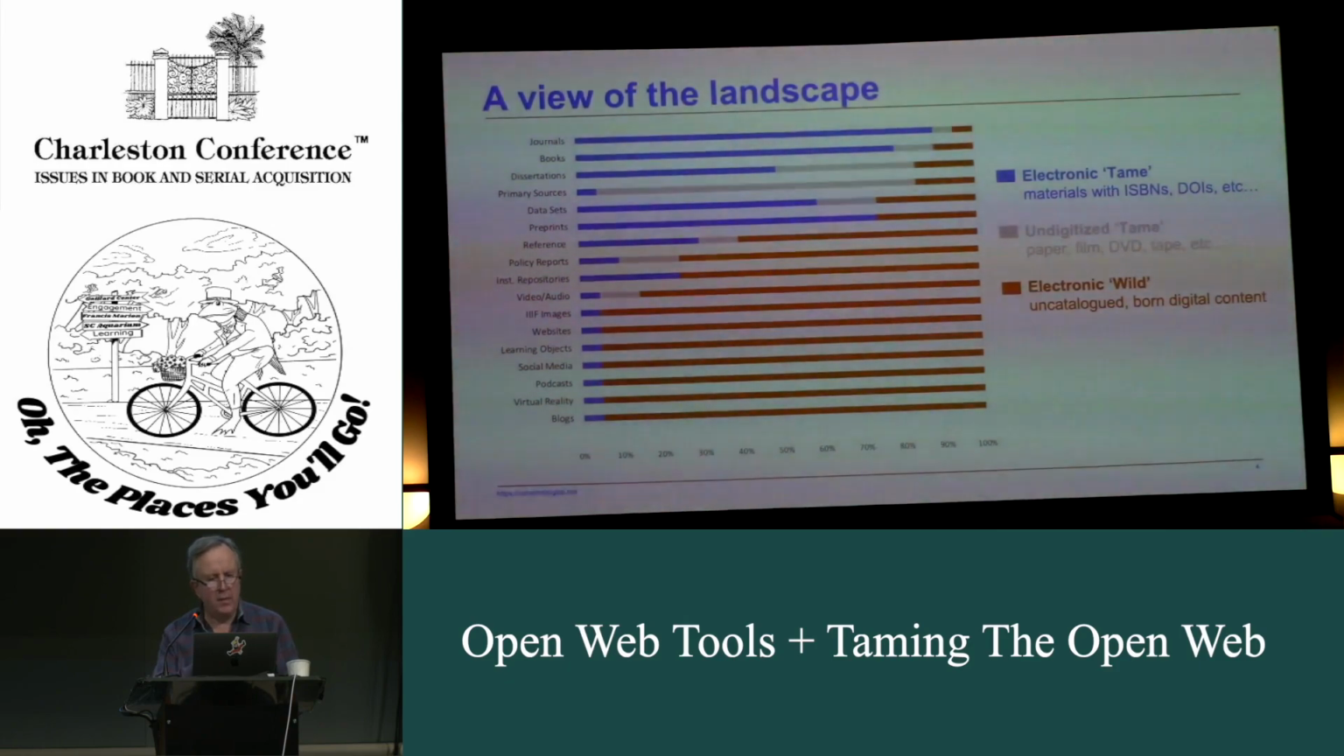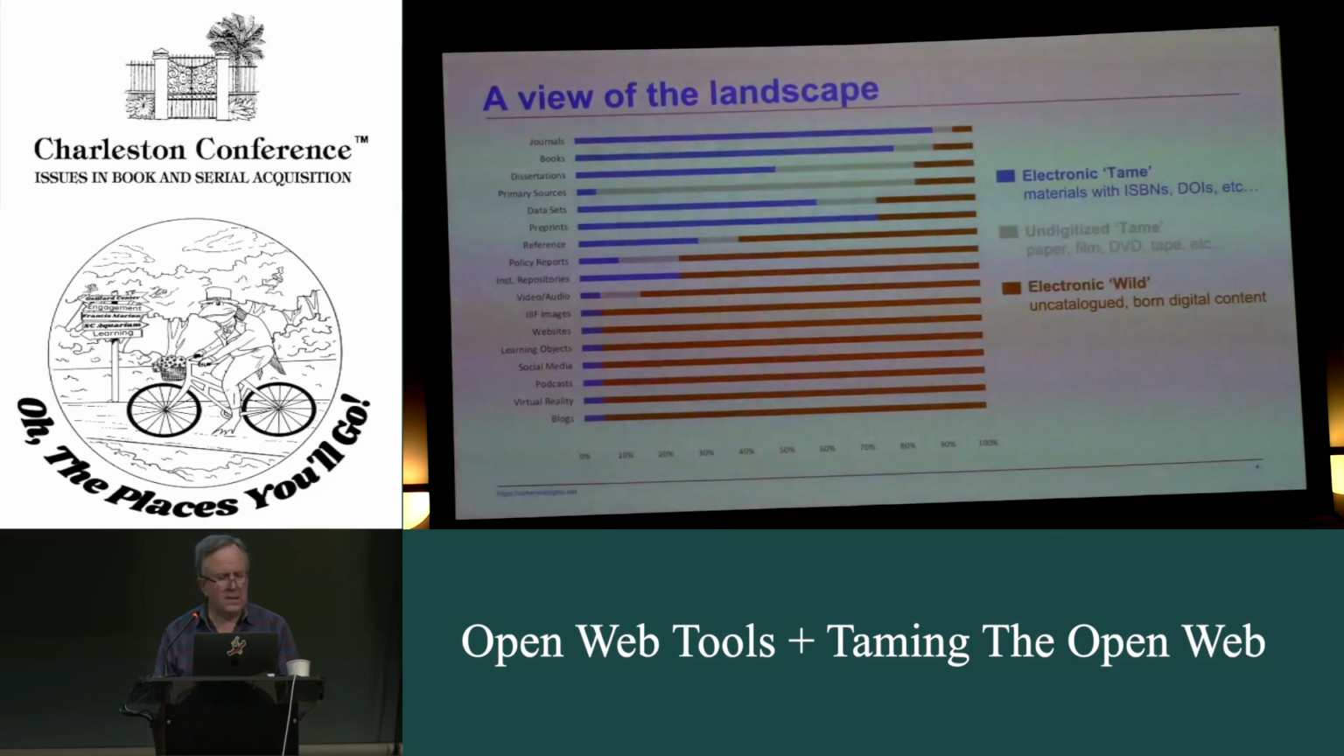As we go down, though, you start to see more and more new media that really the percentage of content that's actually properly cataloged or available in a tame format is really, really low. This orange, this electronic wild content, really represents an opportunity for librarians. This is where help is needed. This is where content is being lost.